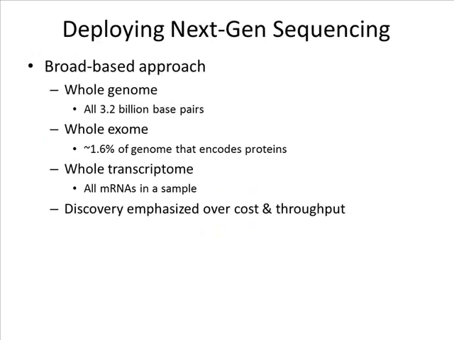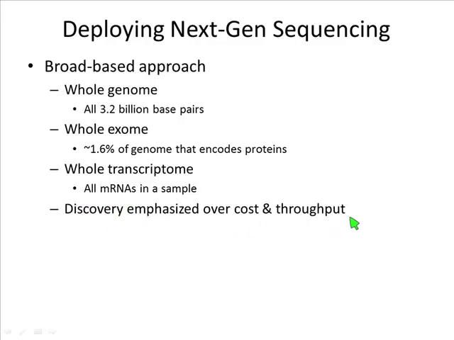So James has done a very nice introduction already, but basically we have two approaches that are being used. There are very broad-based approaches, for example, in the TCGA studies, where we're combining whole genome, whole exome, and whole transcriptome sequencing to really delve into the nature of specific groups of cancers. Basically all of these technologies emphasize discovery over cost and throughput.